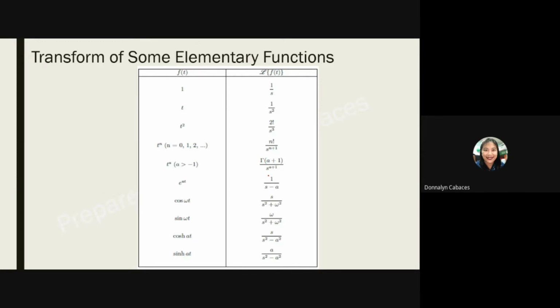What does it mean? If you are asked for the Laplace of 1, that is simply equal to 1 over s. Laplace of t is 1 over s squared. Laplace of t squared is 2 factorial over s cubed. Laplace of t to the n, wherein n is 0, 1, 2, the counting numbers, you have n factorial over s to the n plus 1, and so on. Take note also that you have here t to the a, wherein a is greater than negative 1. That is equivalent to the gamma function of a plus 1 over s to the a plus 1. Then you have the Laplace of e to the at, which is equal to 1 over s minus a.